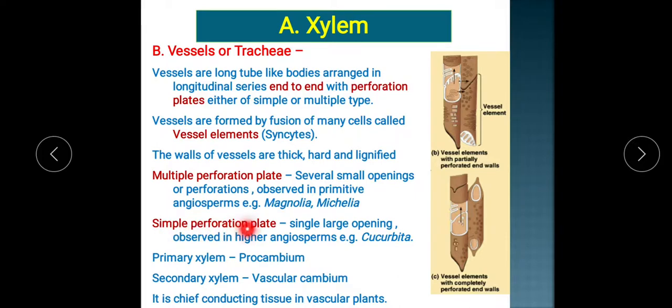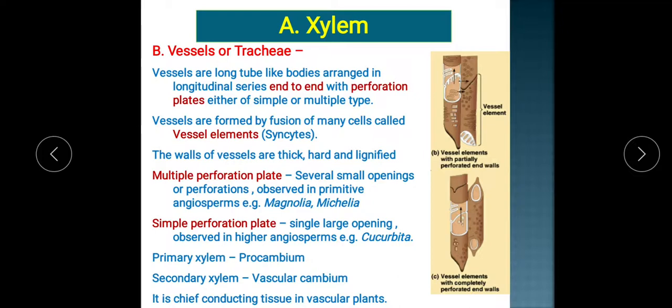The simple perforation plate is of advanced type, where all the perforations fuse with each other and form a single large opening. This is an advanced character and it is observed in the higher angiosperms such as Cucurbita.